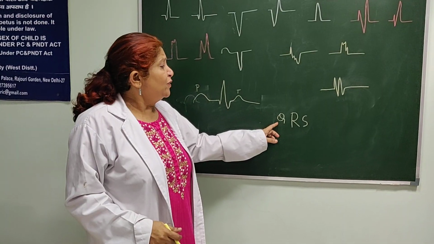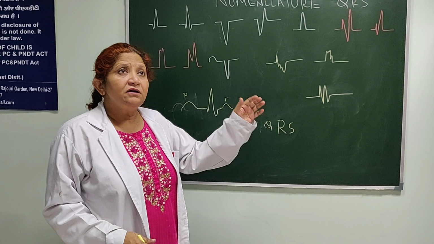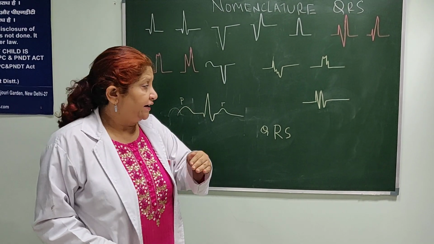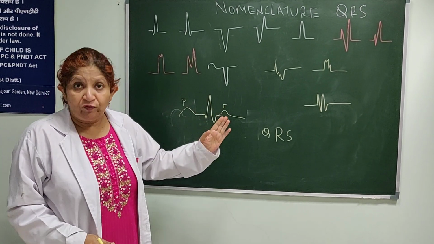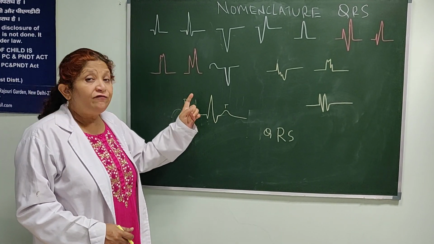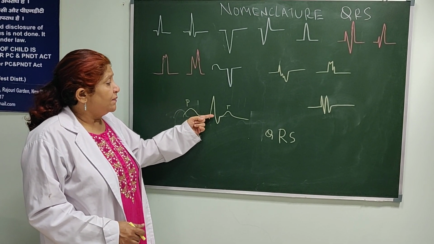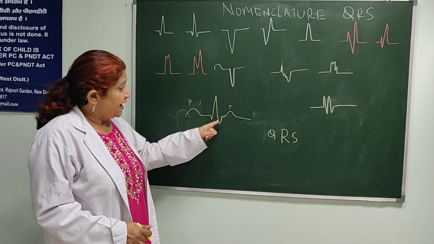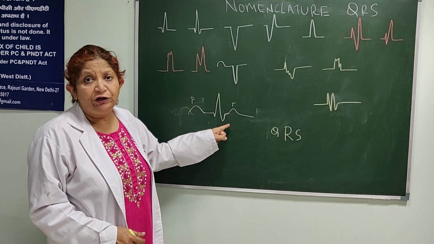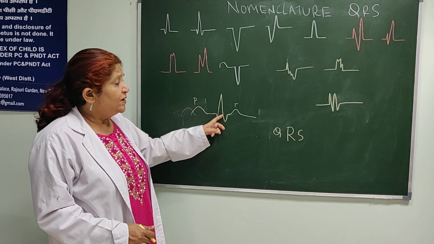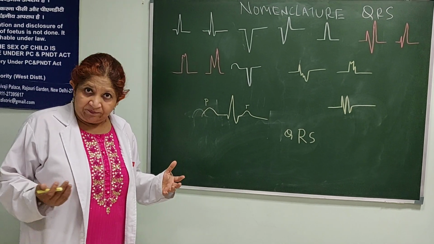Q is the initial negative deflection. Negative means it will go below the baseline. R wave is a positive deflection after the Q wave. Okay, so it is the first positive deflection after the Q wave, and it is above the baseline, so it is positive. Then S wave is a negative wave after the R wave. So it is the second negative wave in the QRS complex. Negative means it will be below the baseline. Alright, so how do we name them?